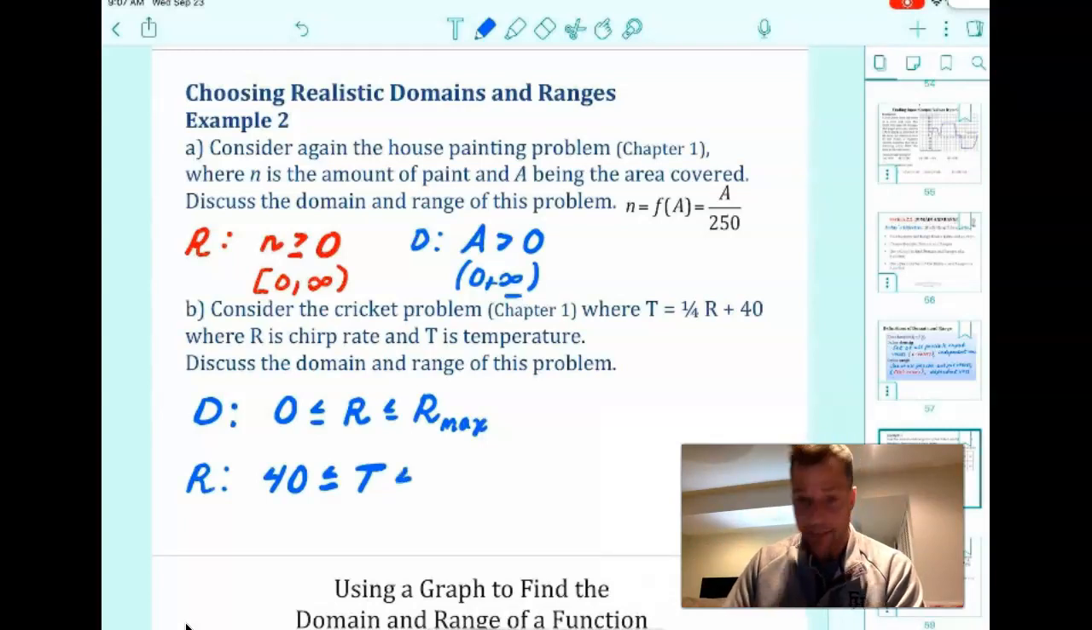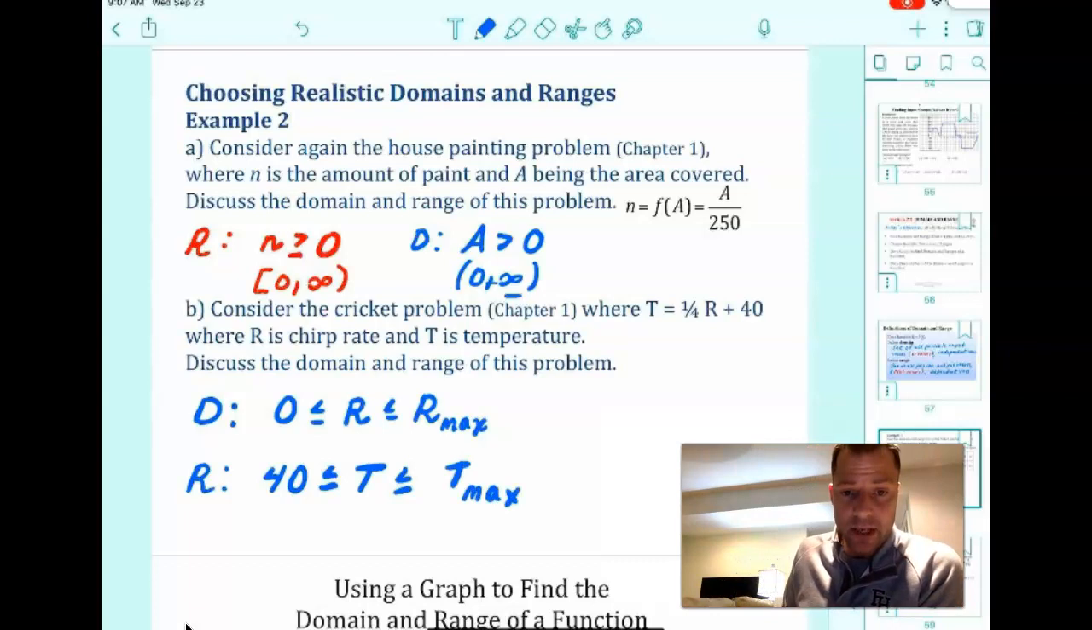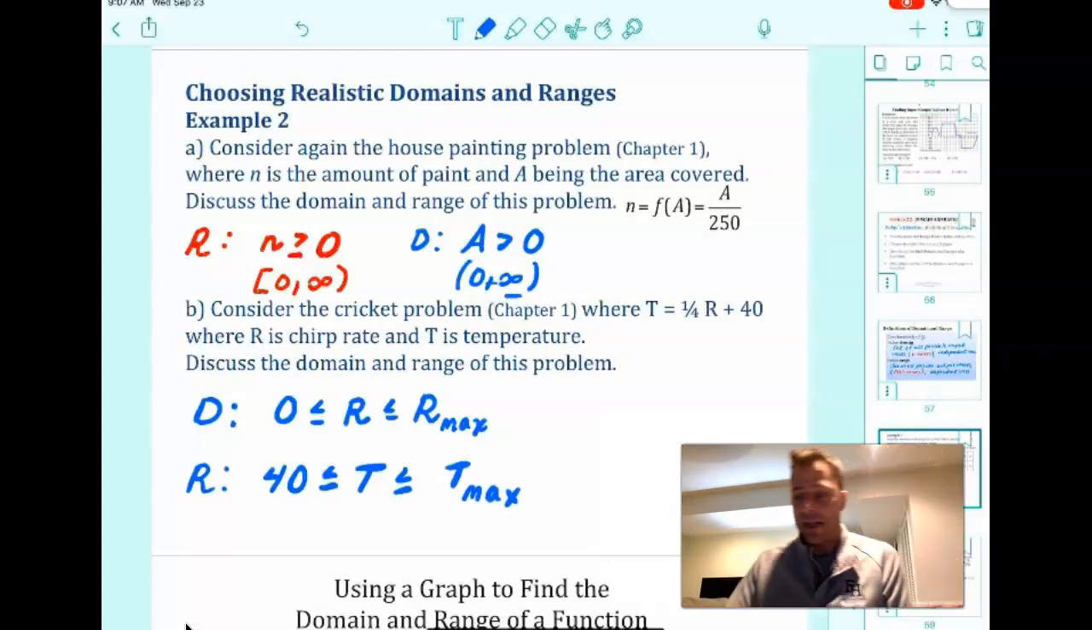Do we know the max temperature? No, we don't, but we're going to cap it. There's a temperature max there. There has to be a maximum, because we would boil and die at some point. Maybe 115, 120 would be the max I'd want, right?